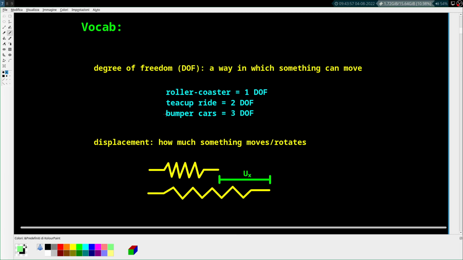So yeah, very cool. Now, what is displacement? Displacement is how much something moves or rotates along a degree of freedom, or just in general, potentially. So here I drew a spring, very, very carefully, as you can tell. This spring stretches how much? It stretches u sub x in the x direction, u sub x. Very, very advanced stuff here, okay?